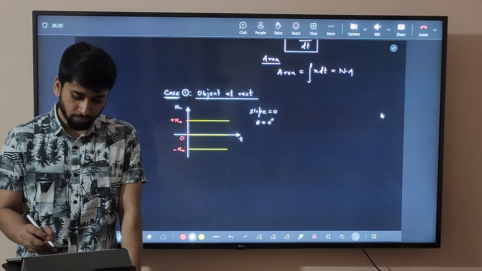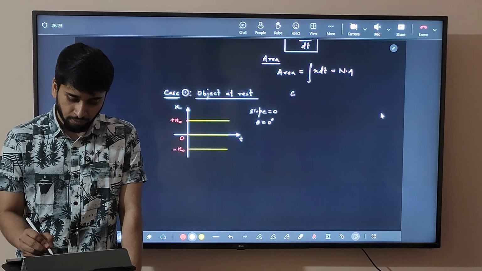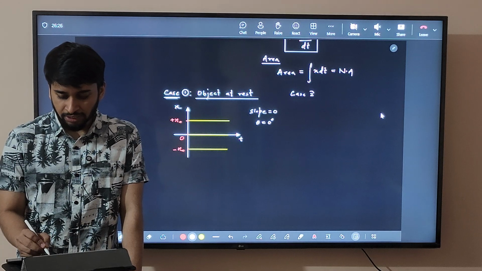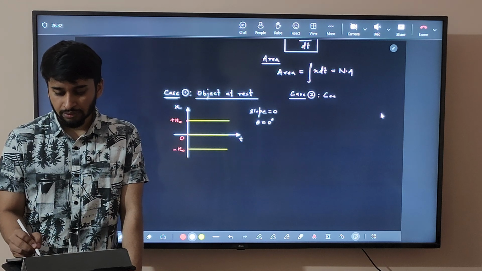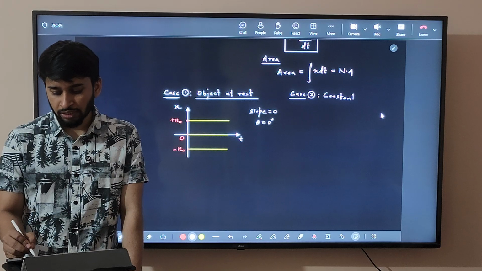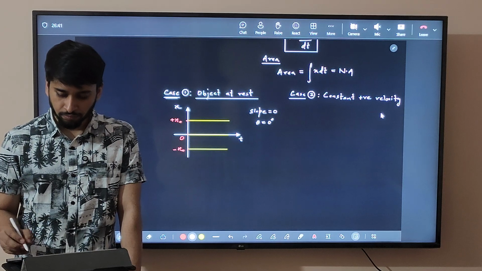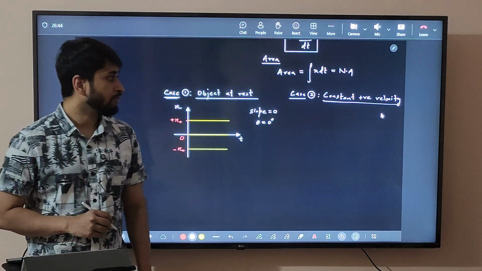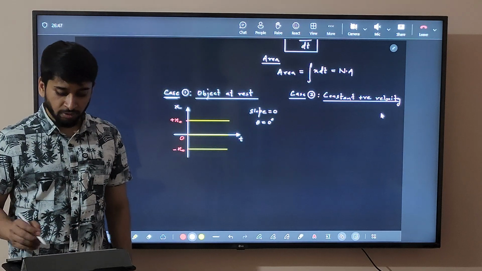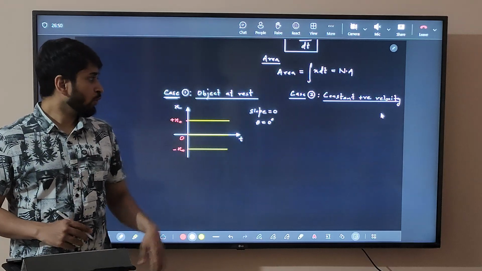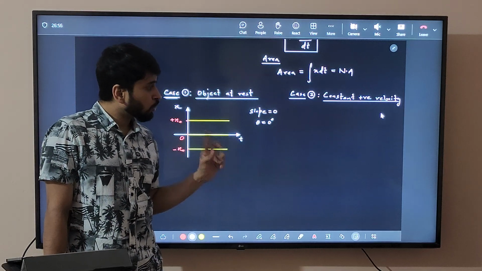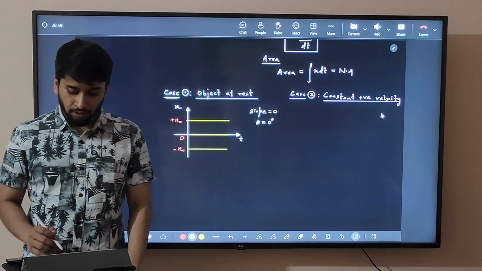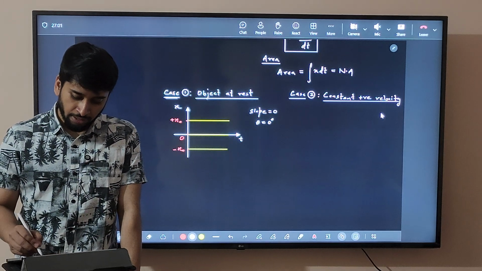Now case 2, let us see. Case 2 is if the object is moving with constant positive velocity. Then what will happen, right? Constant positive velocity, how should the graph be? So we know very clearly that the slope of the position time graph gives velocity. So how will the graph look?